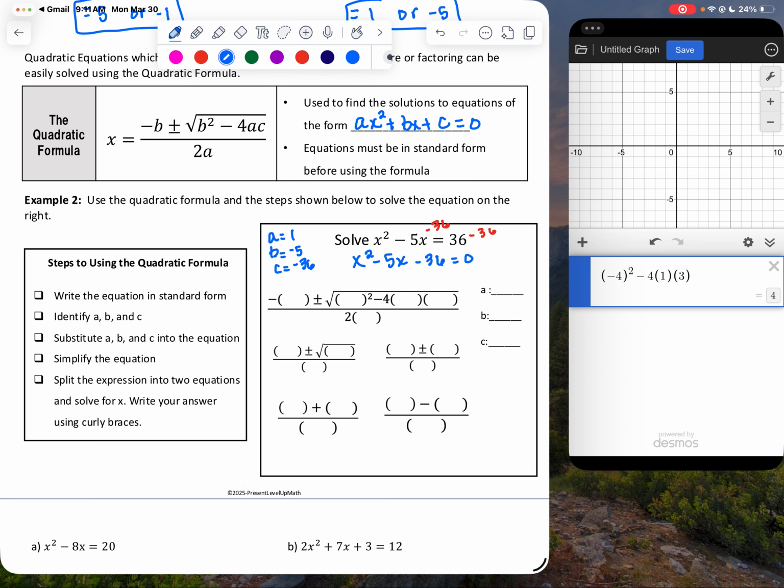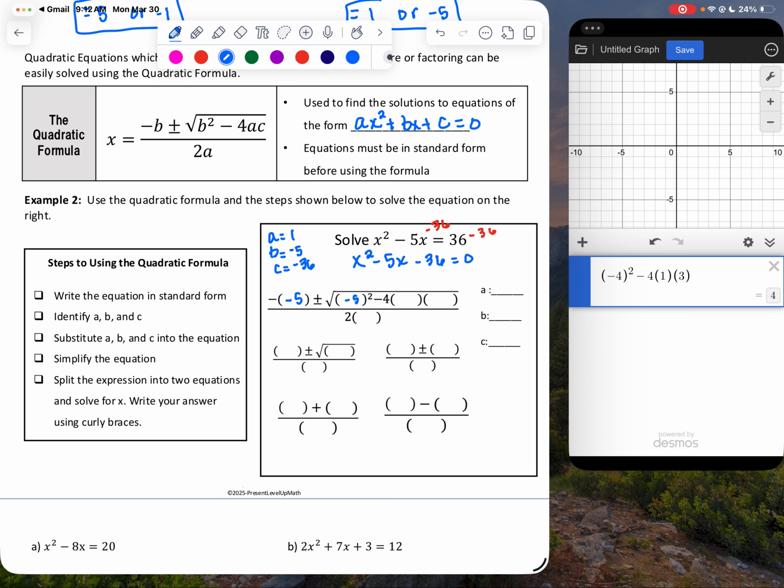Identify the values of a, b, and c. Step 3, substitute a, b, and c into the equation. So I've got this set up for you. We have the opposite of b, plus or minus the square root of b squared, minus 4ac, all over 2a. Now, looking back at your formula, the first two variables are b's.